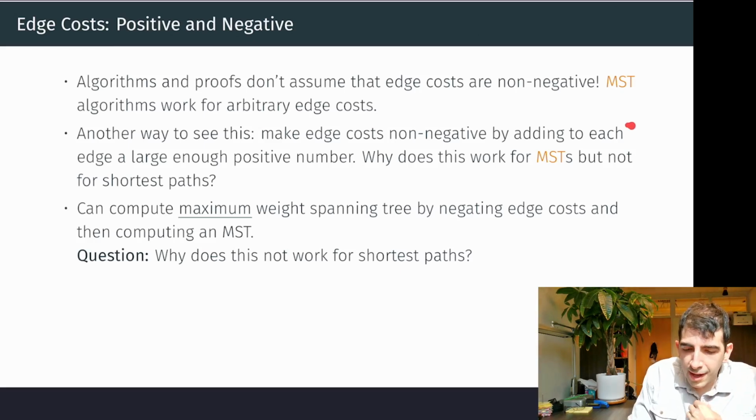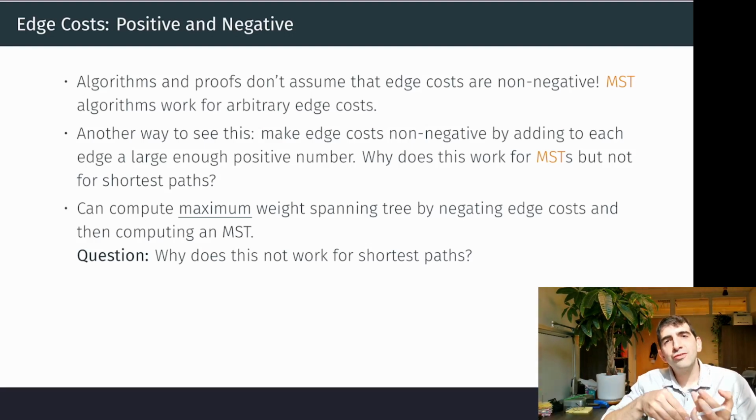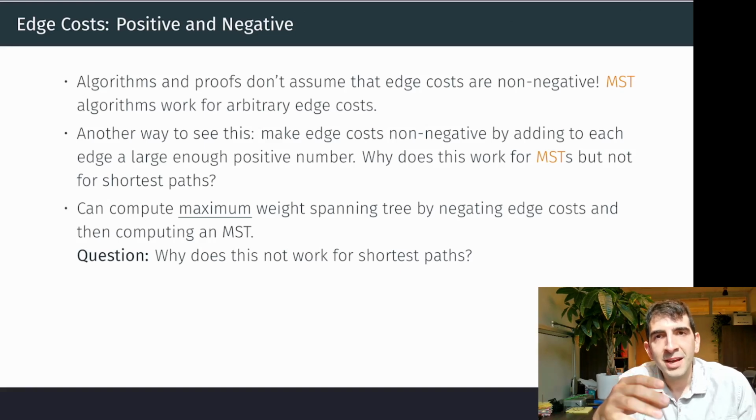Or, the other option is that you could just modify the graph and just add a constant value to all the edges and make them all positive. Now the question you're going to say is, but wait, two lectures ago, in the shortest path lecture, you said that you can't reweight the graph by adding a constant value and making all the edges positive. And that's true.